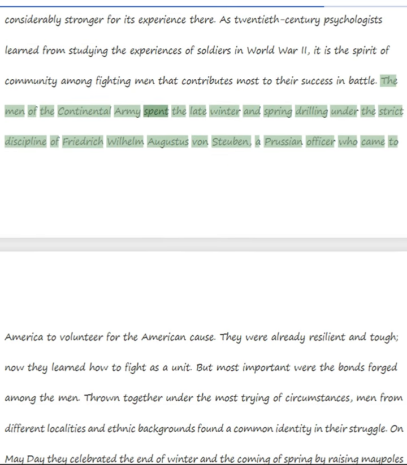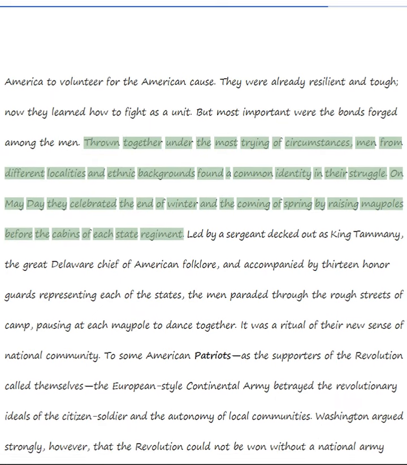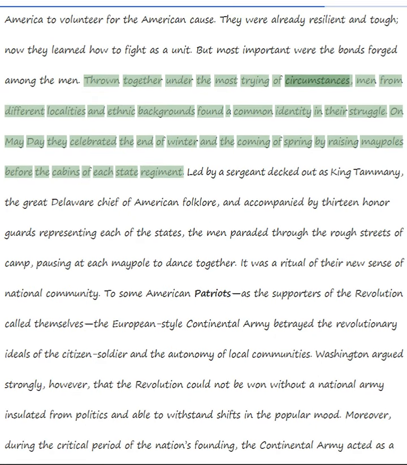The men of the Continental Army spent the late winter and spring drilling under the strict discipline of Friedrich Wilhelm Augustus von Steuben, a Prussian officer who came to America to volunteer for the American cause. They were already resilient and tough, now they learned how to fight as a unit. But most important were the bonds forged among the men. Thrown together under the most trying of circumstances, men from different localities and ethnic backgrounds found a common identity in their struggle. On May Day they celebrated the end of winter and the coming of spring by raising maypoles before the cabins of each state regiment.